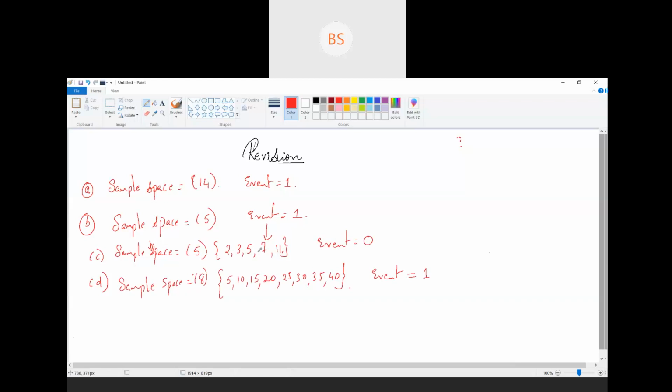If the particular number given is not in the sample space, it will be 0. If it is there in the sample space, it is 1. Got it? Yes, ma'am. Okay.